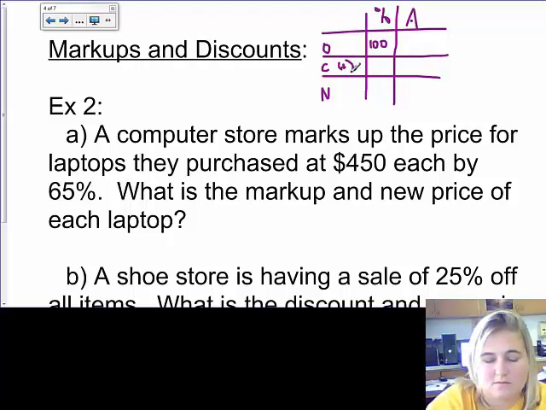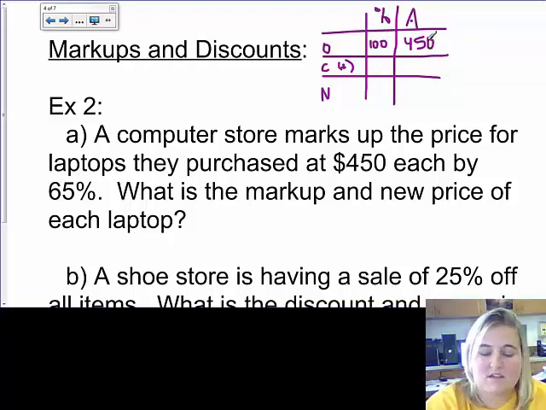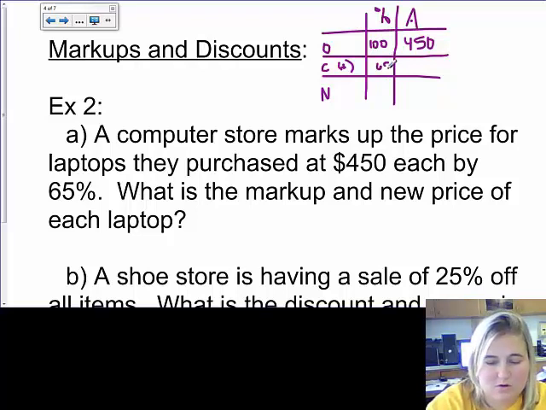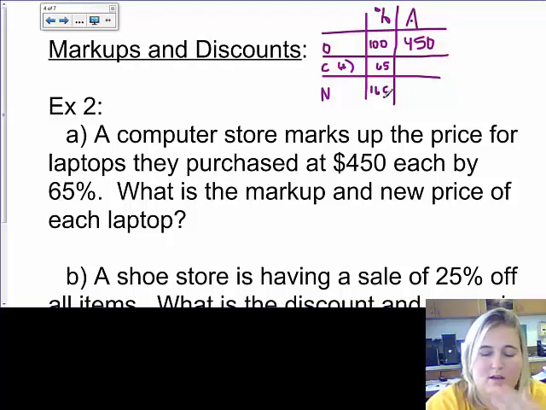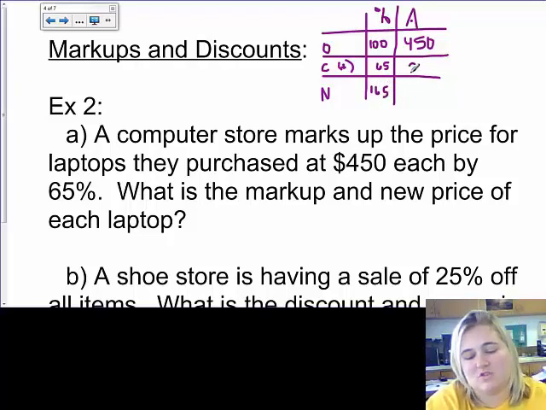Okay. It says they purchased them at $450. That's how much they got them for, the store. So that is my original actual amount. It's $450. It says it marked them up by 65%, so I'm going to put 65 here. Which means my new percent I can find because I have these two. So I'm going to take 100 plus 65 gets me 165%. Okay, and then I have the change and the new that I'm looking for.